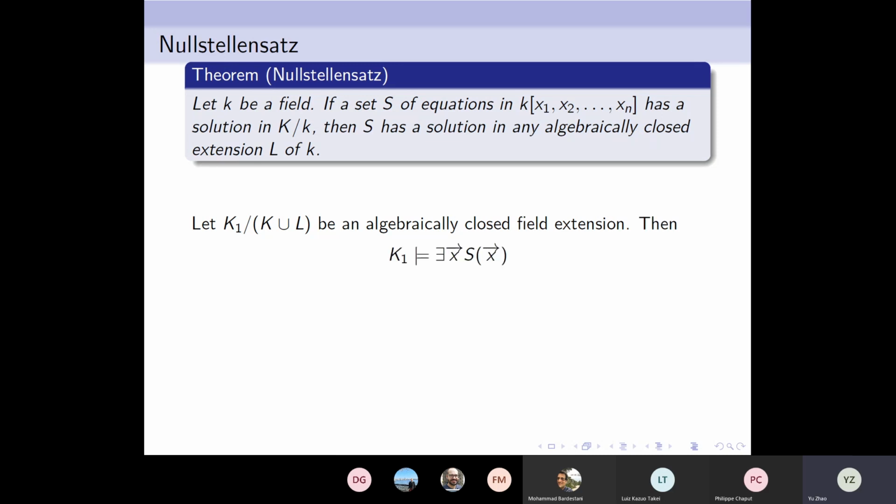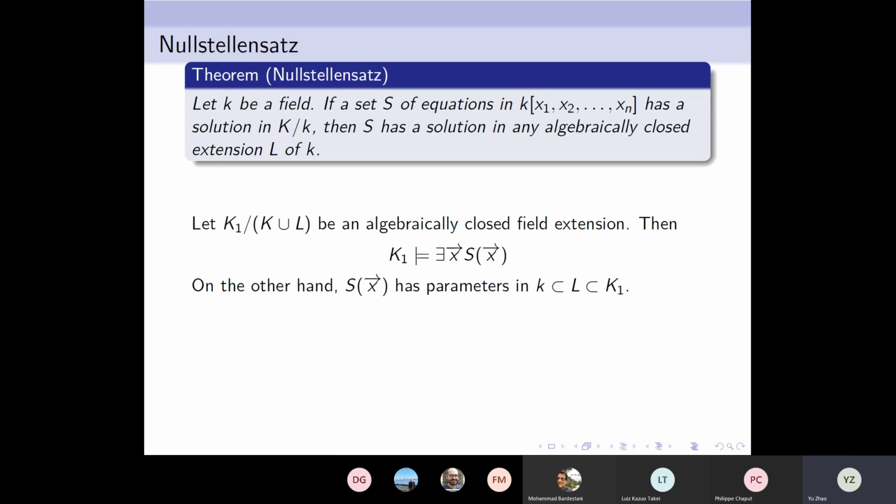Because our assumption is that the set S has a solution in capital K, certainly it has a solution in big K1, because K is a subset of K1. So this is true. K1 is a model of this sentence, that is, Sx equal to 0 is true.